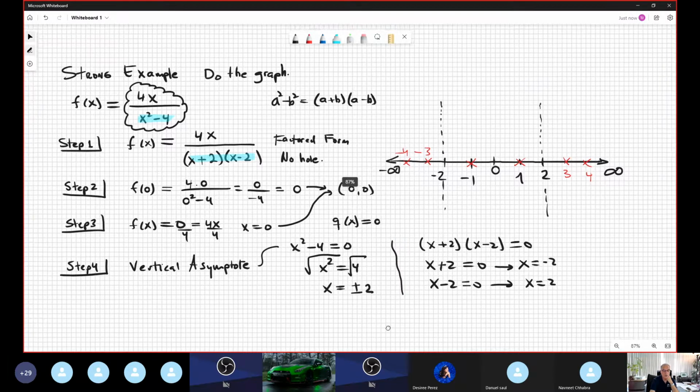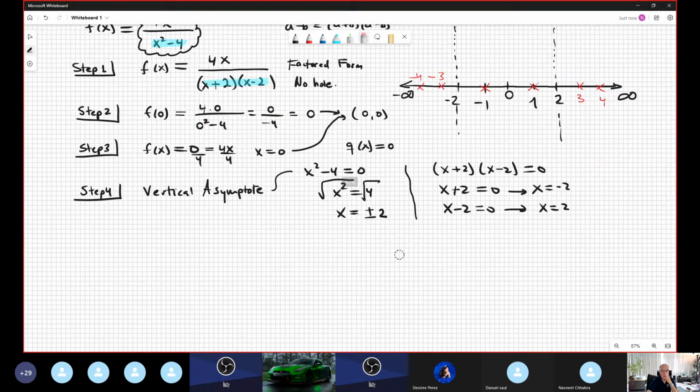What about step 5? Step 5 is the step of the confusing case, horizontal or slant asymptote. Well, okay, I am doing the degree analysis.